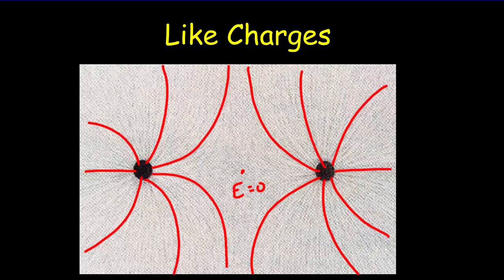And let's make them both, say, positive charges, and then we can put the arrows on. It would always go away from the charges, like so. And we're seeing the strongest field close to the charges.